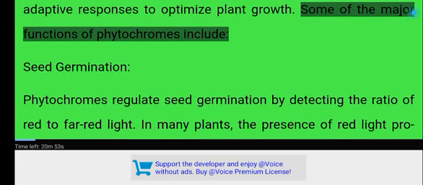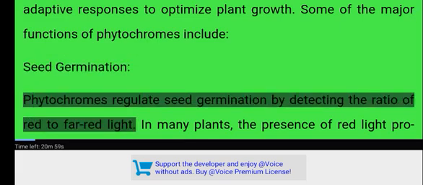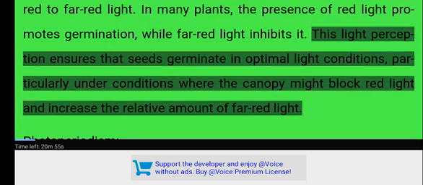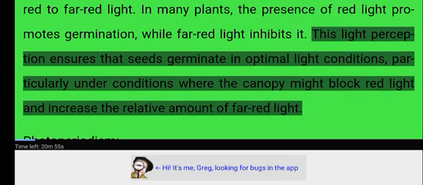Some of the major functions of phytochromes include seed germination. Phytochromes regulate seed germination by detecting the ratio of red to far-red light. In many plants, the presence of red light promotes germination, while far-red light inhibits it. This light perception ensures that seeds germinate in optimal light conditions, particularly under conditions where the canopy might block red light and increase the relative amount of far-red light.